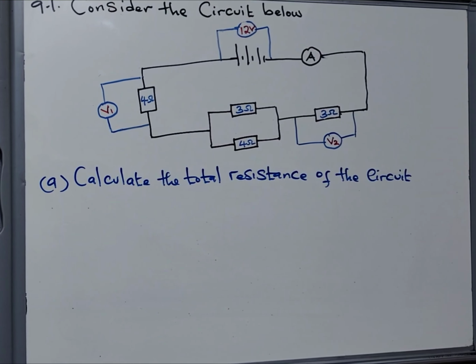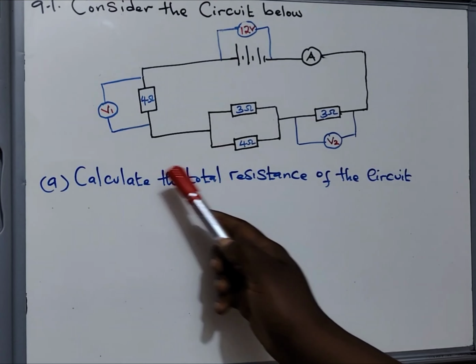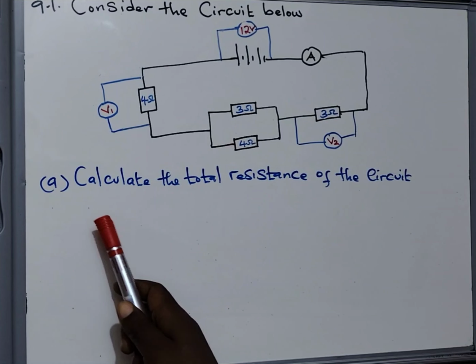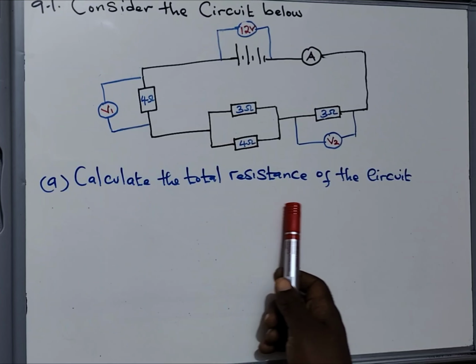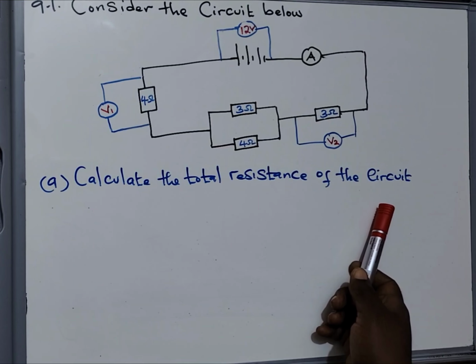Now comes this question, grade 10, electrical circuits. The question says, consider the circuit below. So this is the circuit, and it says calculate the total resistance of the circuit.